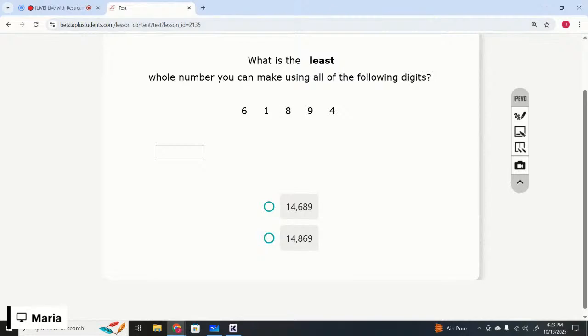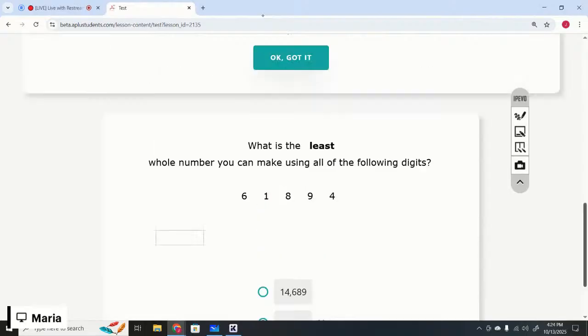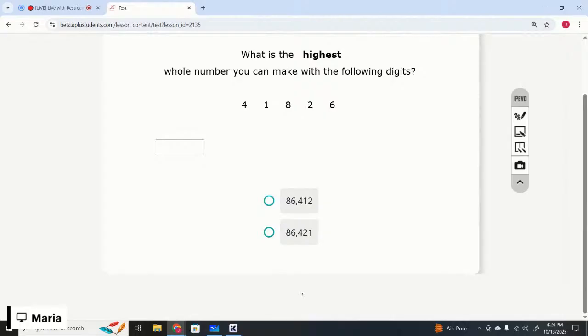What is the least whole number you can make using all the following digits? Which is the least whole number? The least whole number you can make is 14,800. Sorry, 14,689. Yes, option number 1 is the correct option. Sorry, I selected the wrong option. That is 14,689.